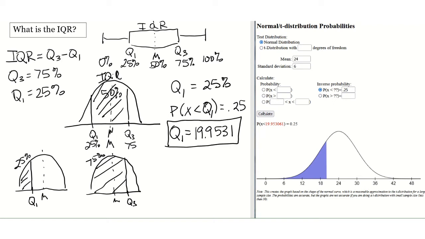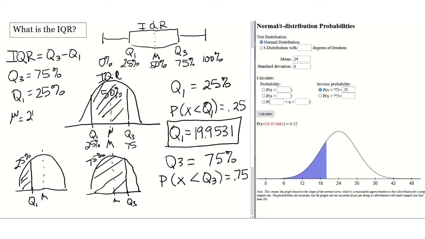Now I'm going to do the same thing, and I'm going to solve for Q3. My Q3 is at 75%. So I'm going to do the same thing, but this time I'm solving for my Q3 and I'm going to plug in 0.75. So I'm going to change that to 75. And for all of these, we'll use the same mean and standard deviation. So let's write that down.